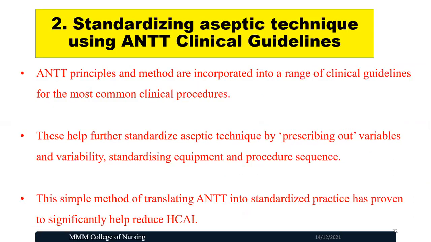The second objective of ANTT implementation is standardizing aseptic technique using the ANTT clinical guidelines. ANTT principles and methods need to be incorporated into a range of clinical guidelines for all common clinical procedures like insertion of intravenous cannula, tracheostomy care, wound care, administration of IV antibiotics. For any kind of clinical procedure, we can standardize the clinical guidelines so that everyone, whoever performs the procedure, will follow the same steps so that they can ensure the application of ANTT.